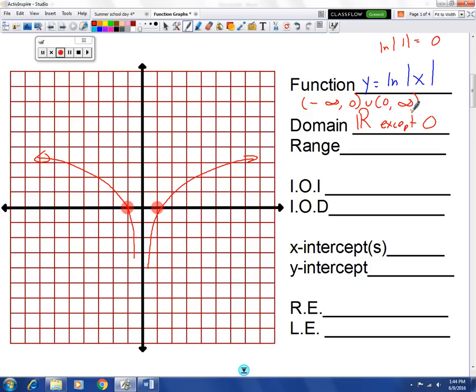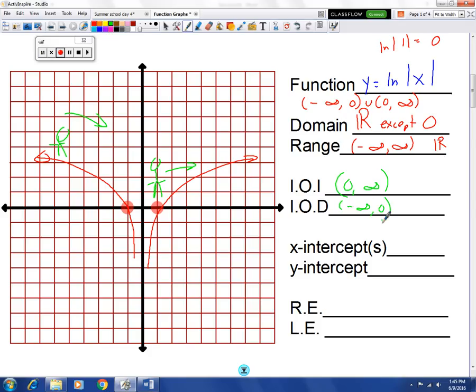What's the range? Just like natural log of x, all real numbers. Interval of increase: because of that absolute value feature, we have an interval of increasing from 0 to infinity. And now because of that absolute value, we also have an interval of decrease, which would be negative infinity to 0.